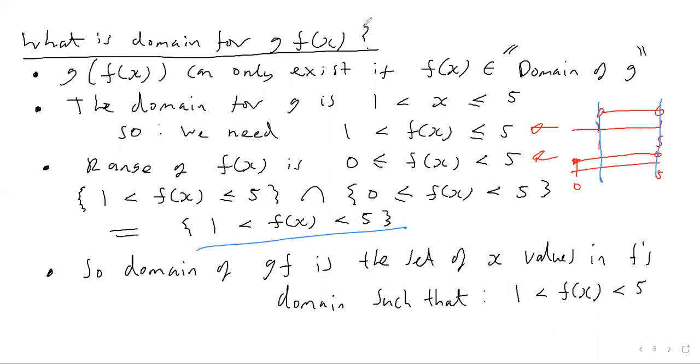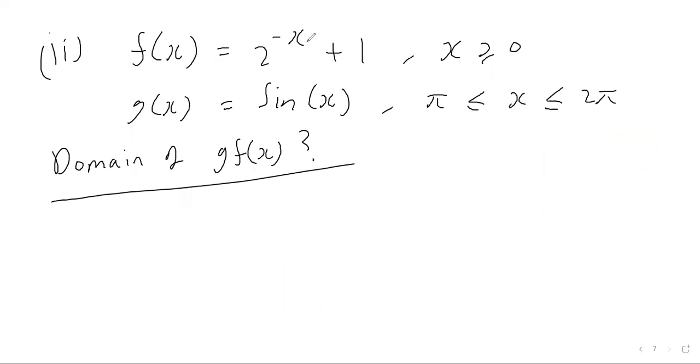So this is going to be our domain. Well, not our domain, but the set of x values which give us this domain of values. Let me repeat that again. It's the set of x values which give us f of x values between 1 and 5 that will be the domain. So again, the domain of g of f is the set of x values in f's domain such that f of x is between 1 and 5, and we can again see that from this analysis here. So let's go to an example again to put this into practice.